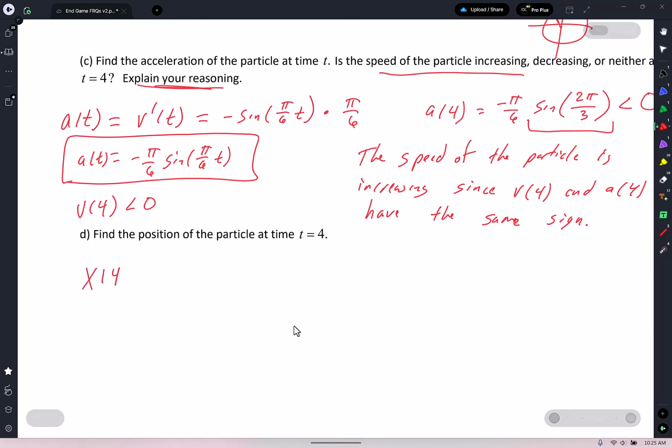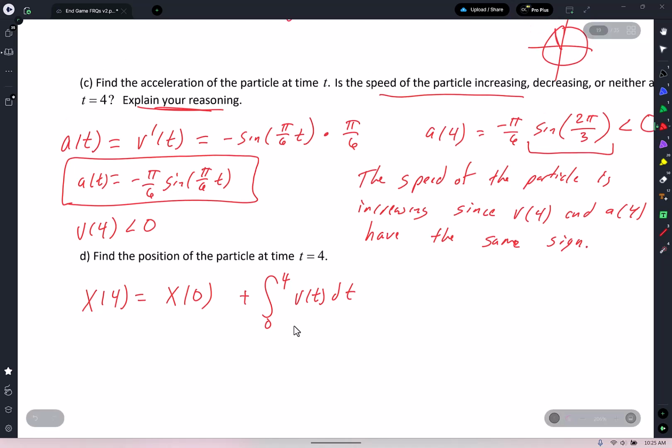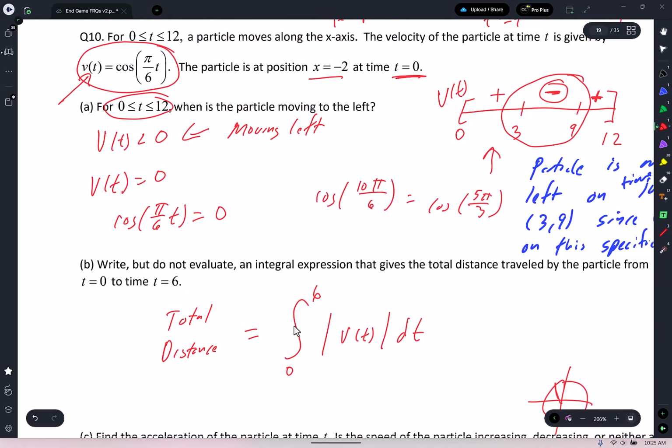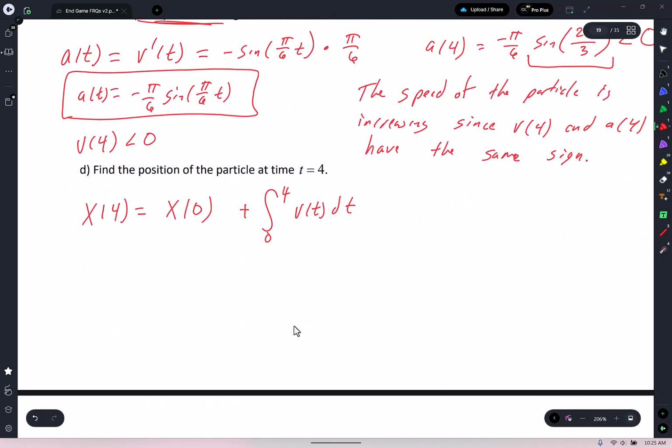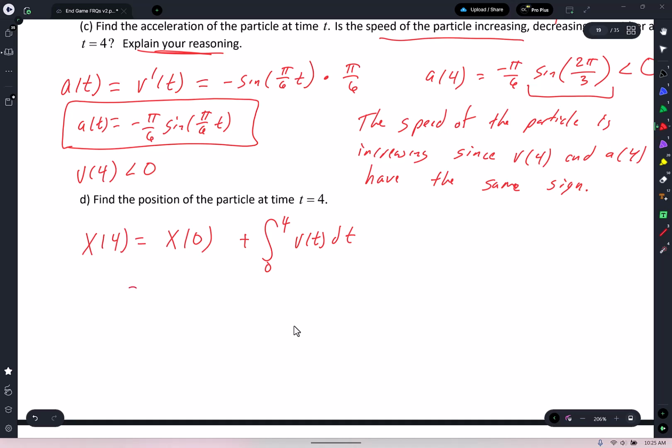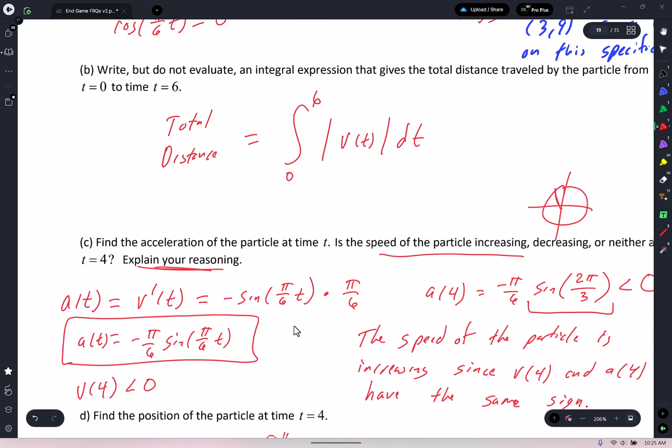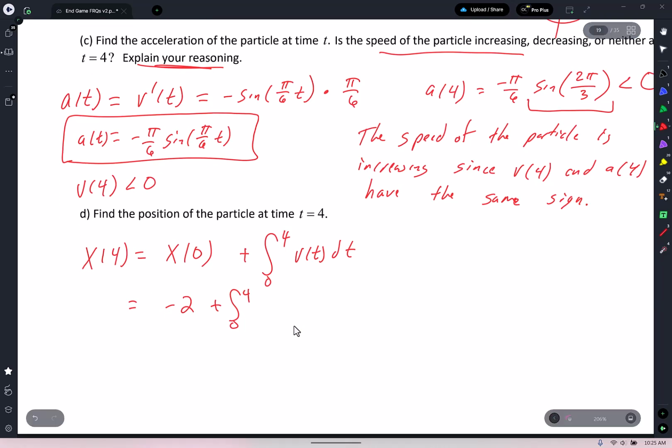My position at 4 is equal to the initial position given, which was at 0, plus the integral from 0 to 4 of v of t dt. Man, this one almost looks like the exact one from before. That was pure coincidence, guys. X of 0 was negative 2. So this time they want me to do it because you don't have a calculator, guys. So they're forcing you to do it. Negative 2 plus the integral from 0 to 4, and I'm going to write my v of t expression: cosine pi over 6t dt.